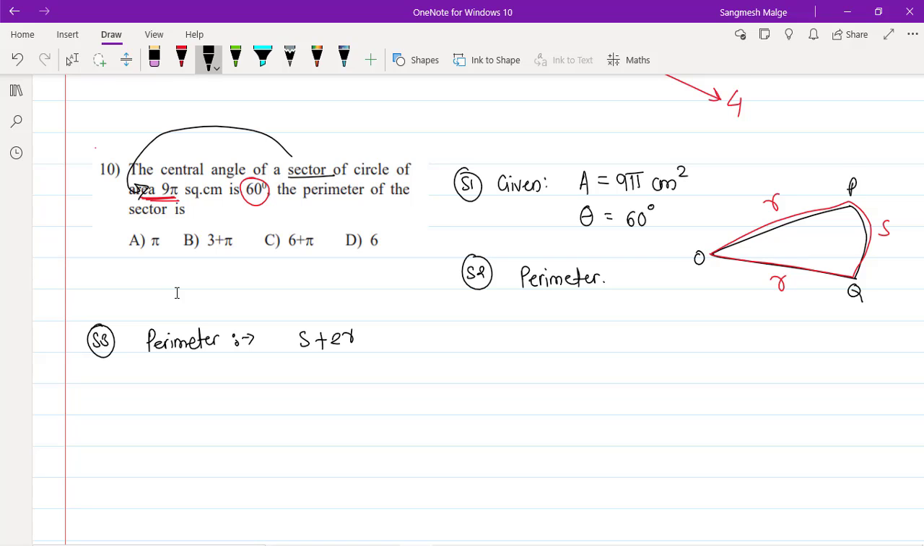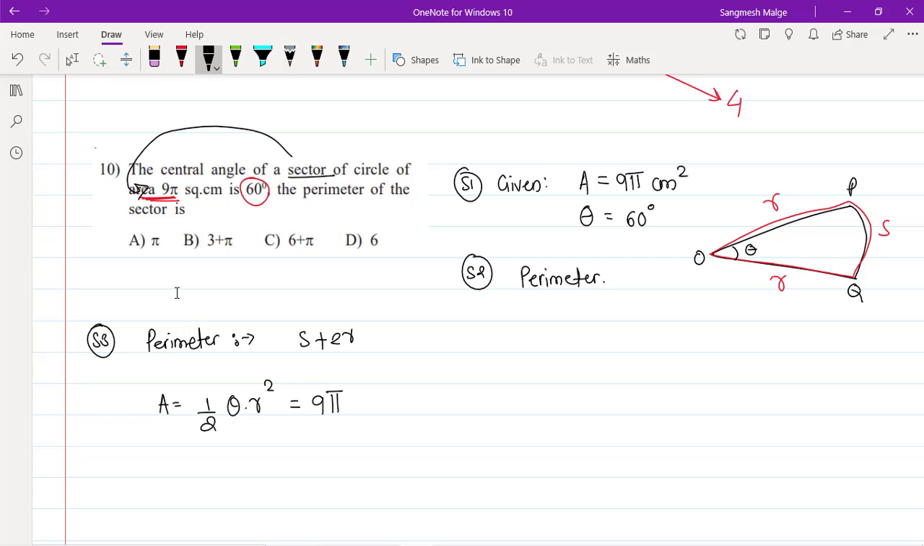I don't know R, but I know the area and I know theta. So use the sector area formula. Area is equal to 1 by 2 theta into R square, and the area they have given is 9 pi.